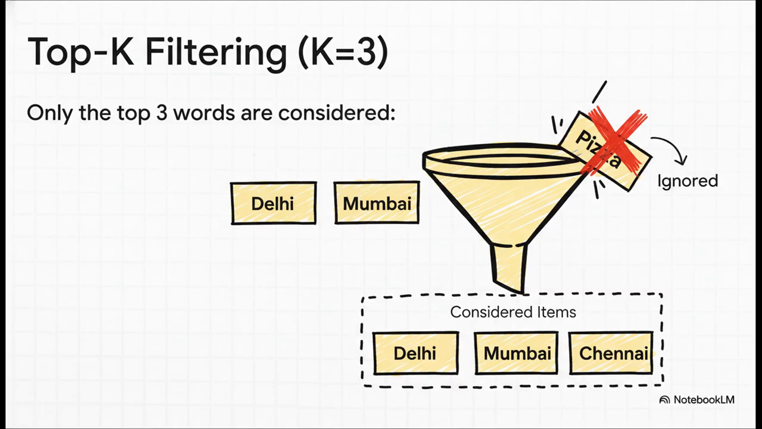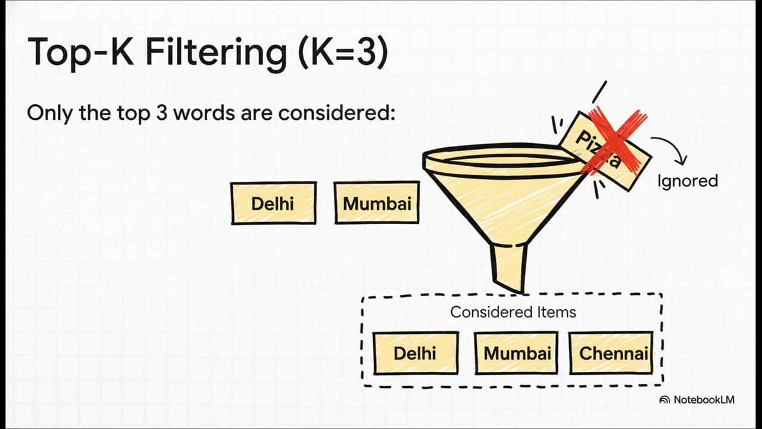Let's go back to our example. If we set top K to 3, the model's entire world shrinks to just 3 words: Delhi, Mumbai, and Chennai. That ridiculous option, pizza? The chance of the AI saying it is now absolute zero because it's not even in the running anymore.